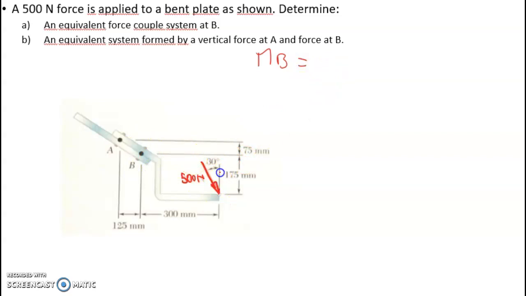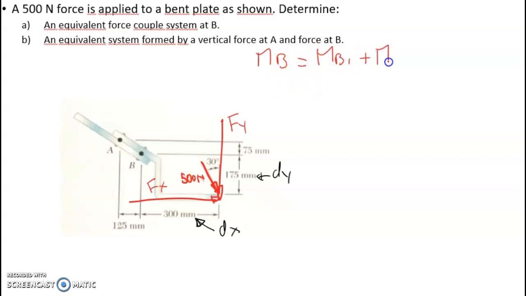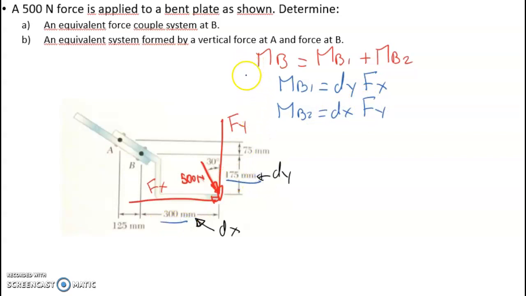However, it's better if we decompose that force into a vertical force and a horizontal force. If that's the case, we already have the distance y and the distance x. We will use distance y and distance x in combination with my force y and my force x to create the moment. So my moment is going to be created by moment B1 plus moment B2, where moment B1 is distance y times force x, and moment B2 is distance x times force y.